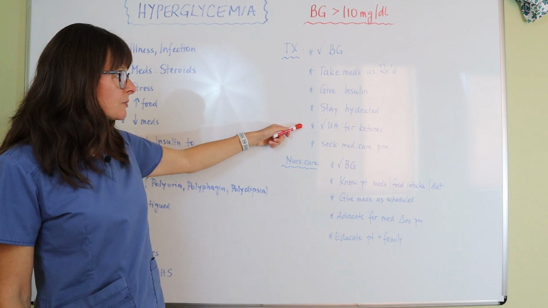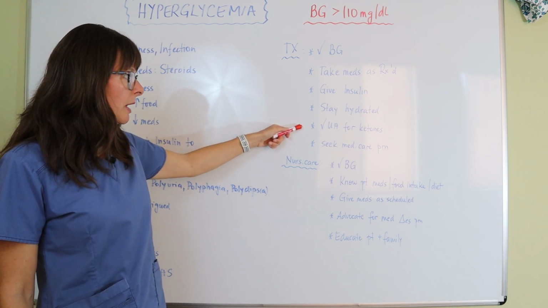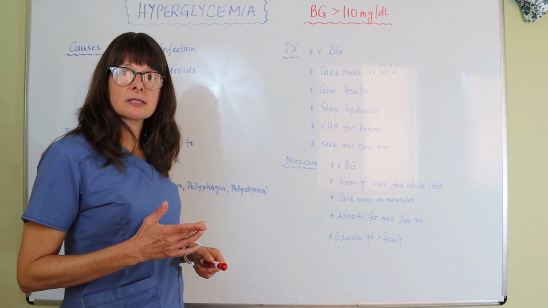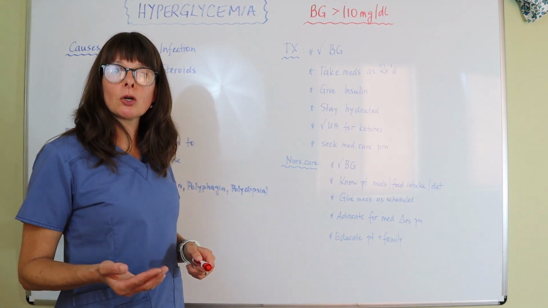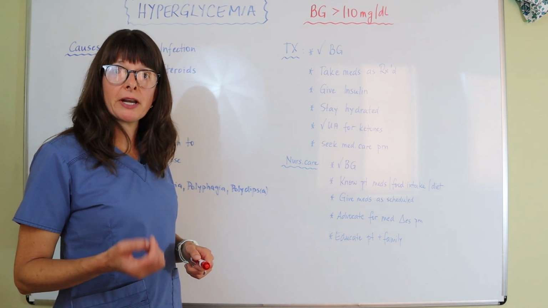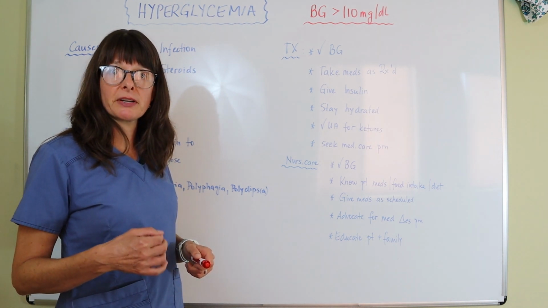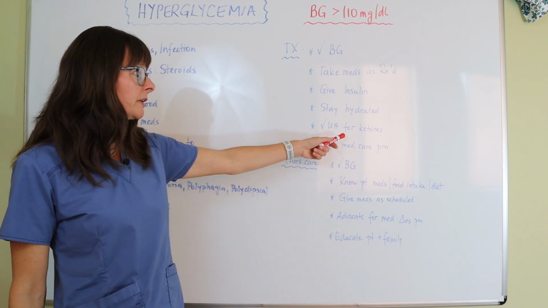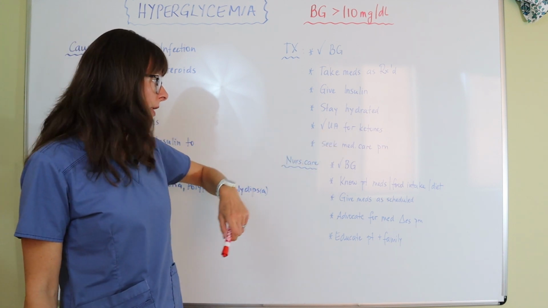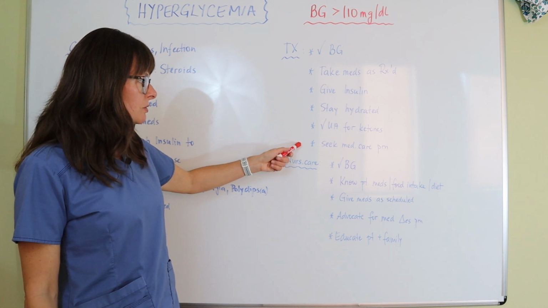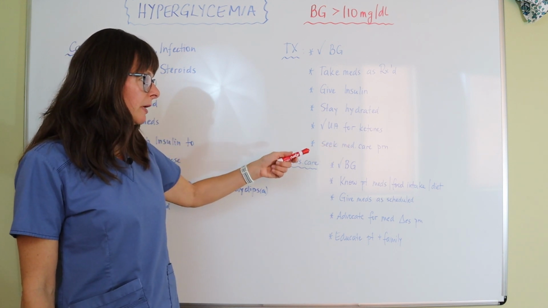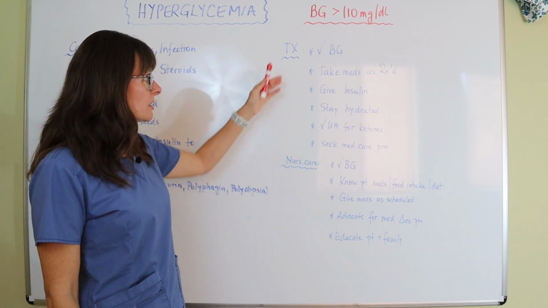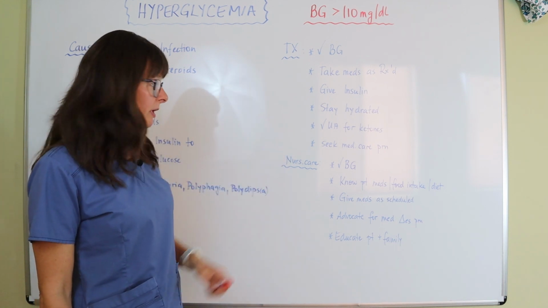Check the urinalysis for ketones, because when the body is unable to utilize the glucose that's floating around in the bloodstream, it looks for different sources of energy and it starts to break down protein and fat, and the byproducts are ketones that are then going to be excreted in the urine. And then of course the patient to seek medical care if needed, if their blood sugar is up, if they're taking steroids, if they're feeling unwell. So these are for inpatients as well as home care.